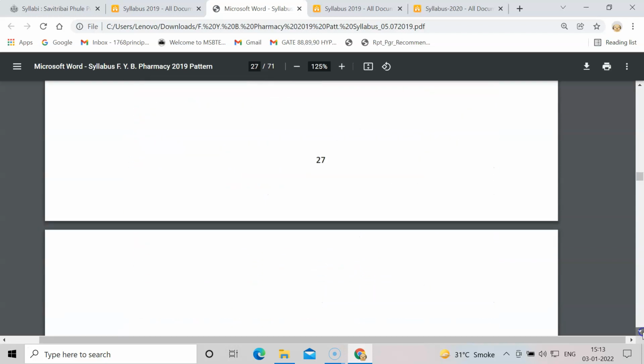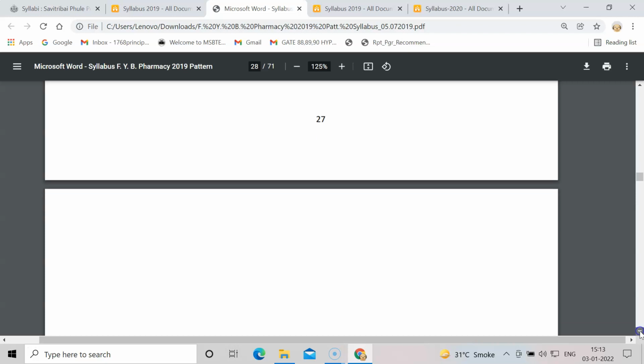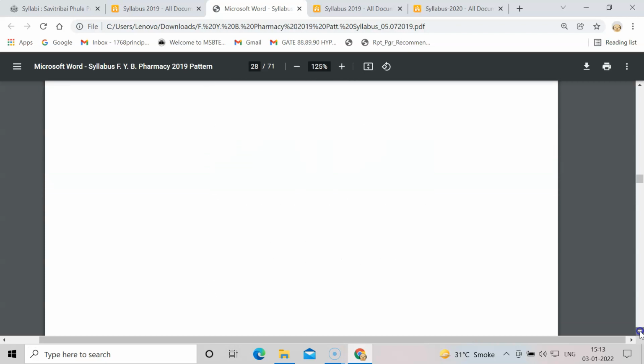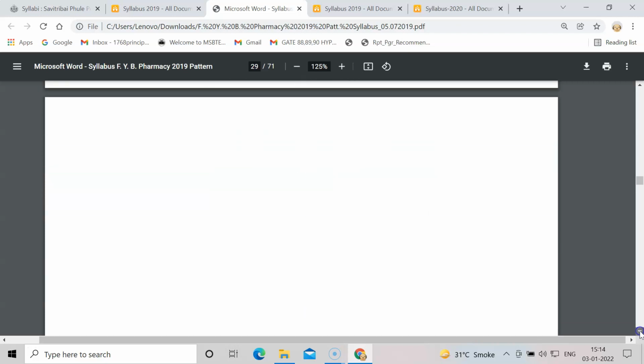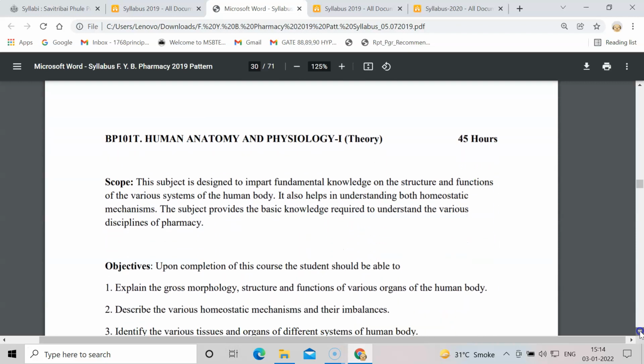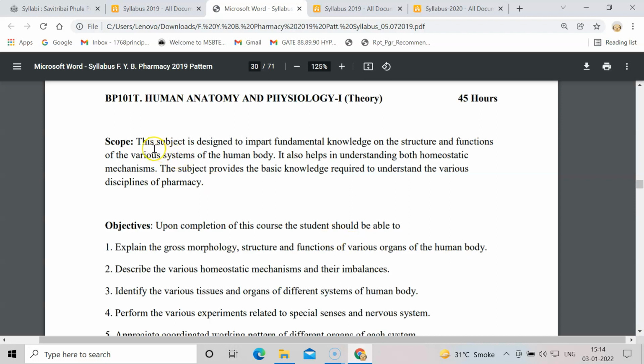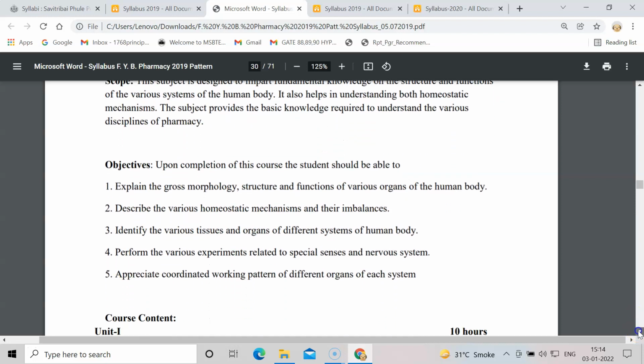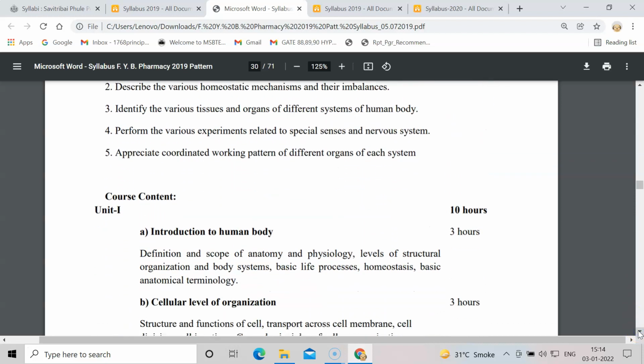Now we will go towards the syllabus. This syllabus has been given below. So let us see the first subject of semester 1, that is human anatomy and physiology. Every syllabus has scope and objectives which are defined by the university. So the total syllabus is for 45 hours. These 45 hours of lectures will be taken by your respective subject teacher, and from here your course content actually starts.